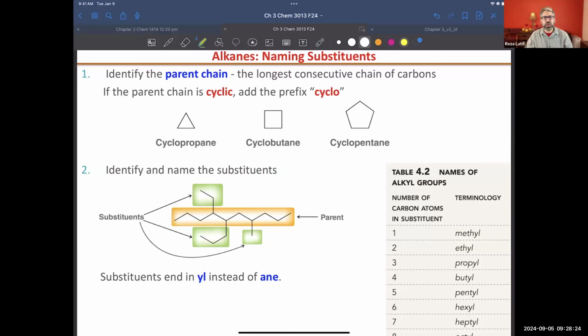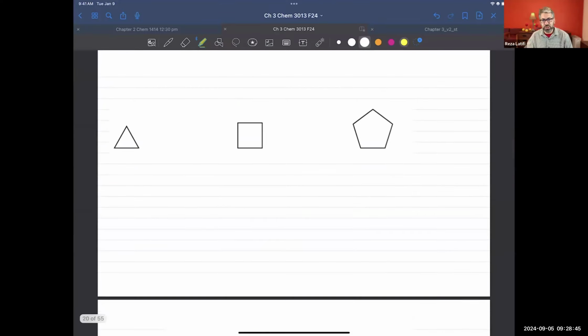We said in order to name a compound, we need to know the main chain. The main chain might be linear, it might be a zigzag, or just a completely open chain, or it might be a ring. Okay, you need to know how to name that parent chain, or the biggest chain. If it's a ring, just simply use cyclo in front of the name, and that's going to fix the problem. So we're going to use cyclo to say that we are dealing with a ring.